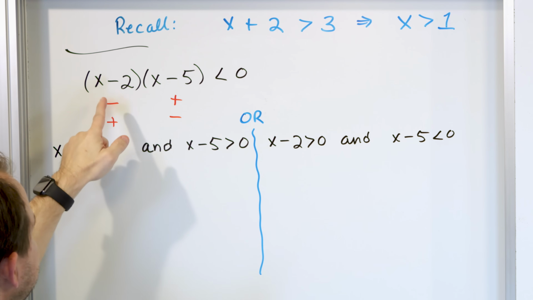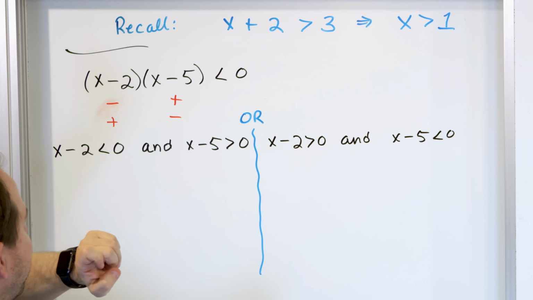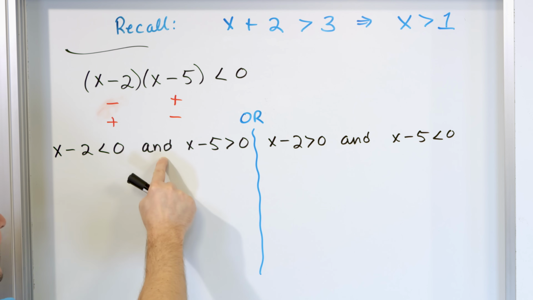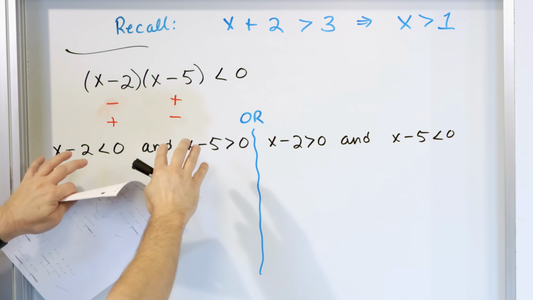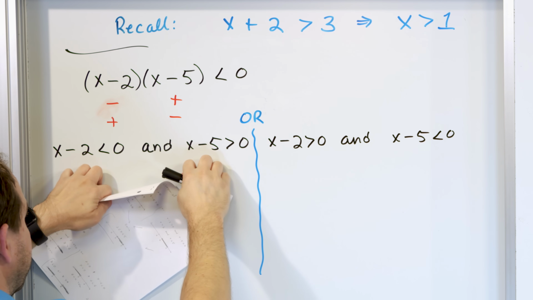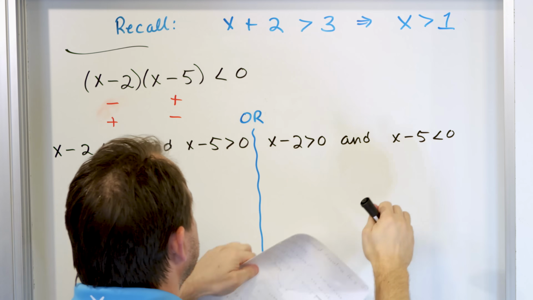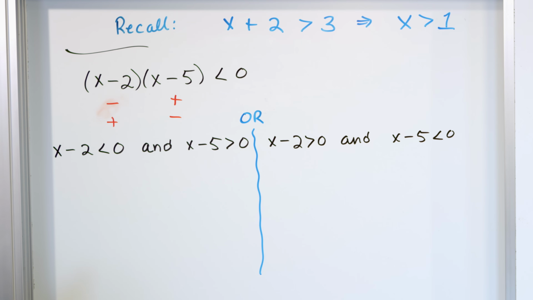There are no other ways. Either this one has to be negative and this one has to be positive, or this one has to be positive and this has to be negative. That's why we're writing the word and, to tell us, hey, these two things both have to be true, or totally separate from that, these two things both have to be true. And those are the only ways that this thing can work.